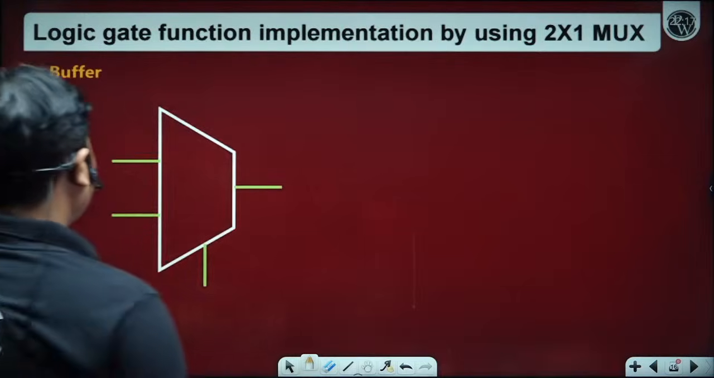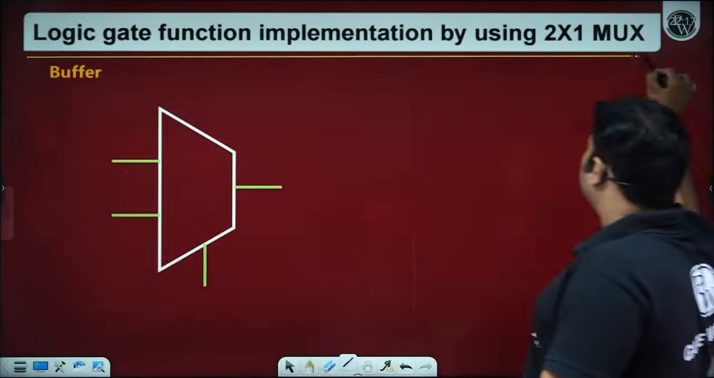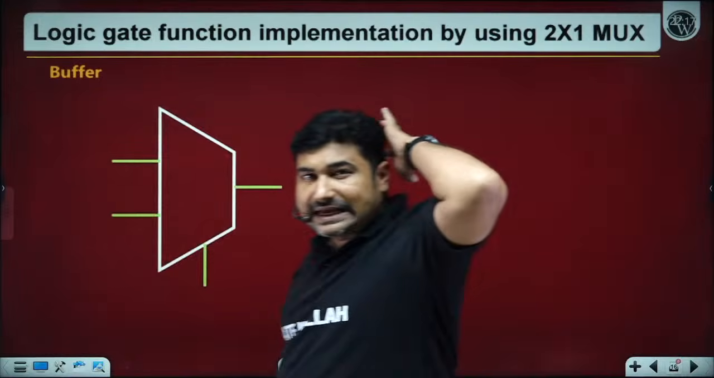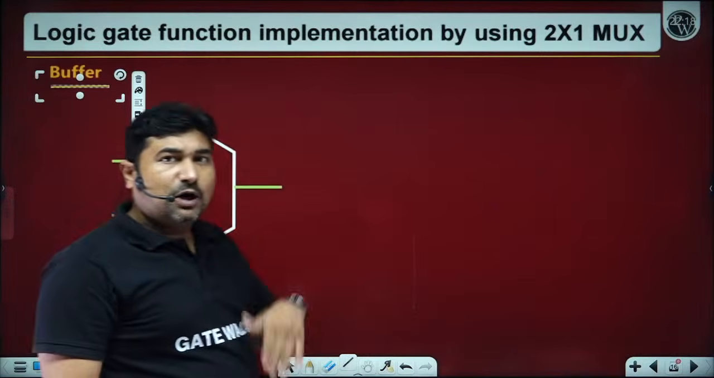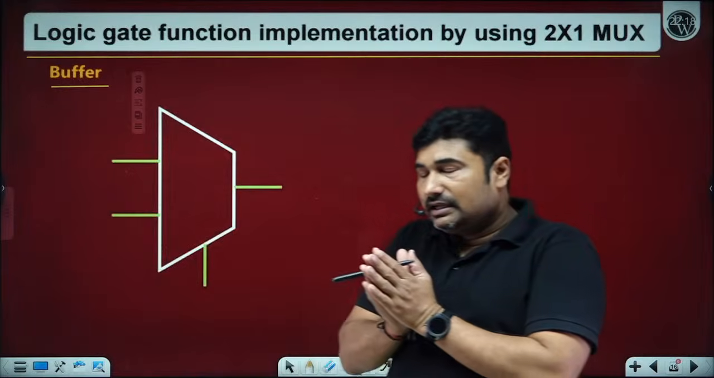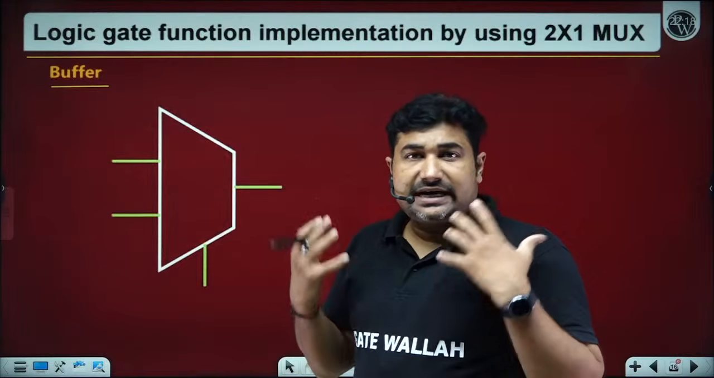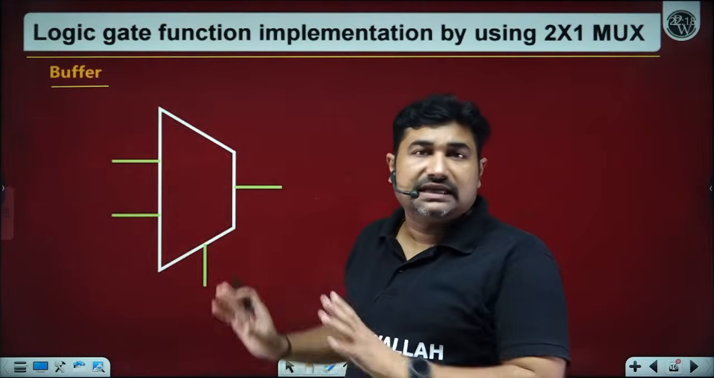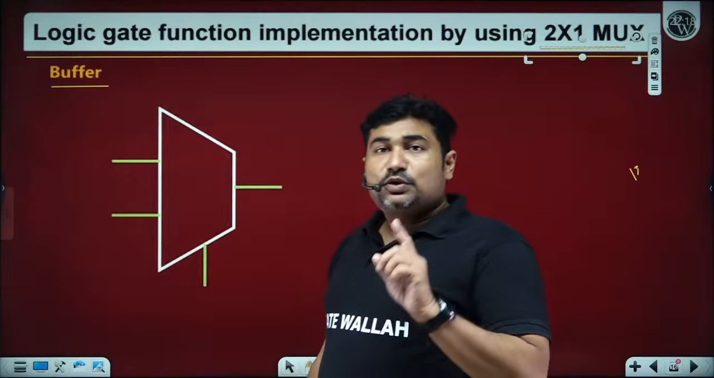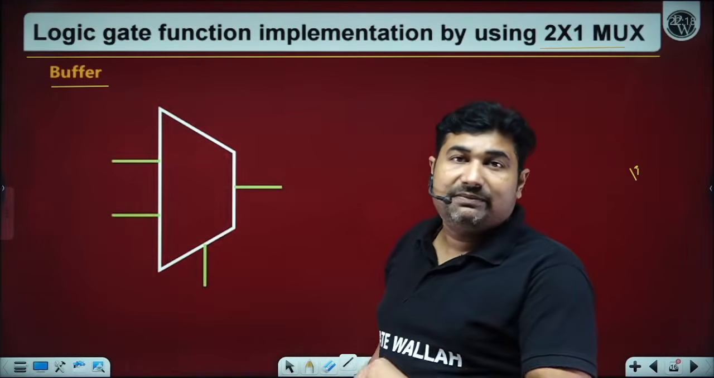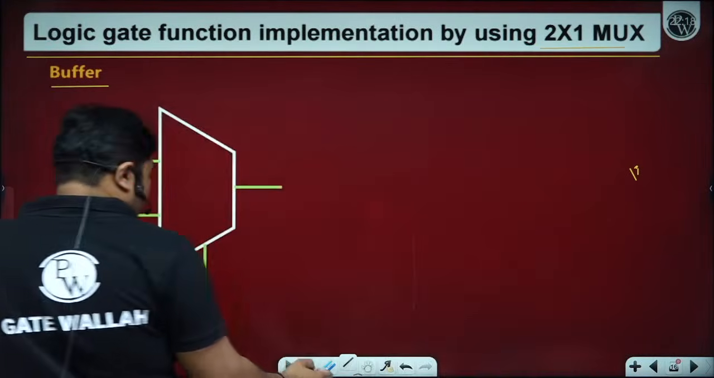Now please observe, beta ji. First of all, I am interested to implement the logic function by using a 2 cross 1 size mux. Let us first discuss the buffer. We all know about the buffer. Buffer means the output is the same as the input. Whenever we have to implement a function from a multiplexer, we try to put the maximum number of variables onto the select line. Since we have a restriction of using a 2 cross 1 size multiplexer, we can have at least one variable onto the select line for designing any logic gate operation.